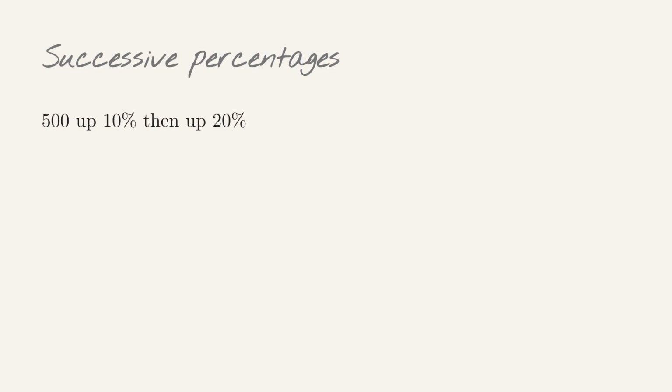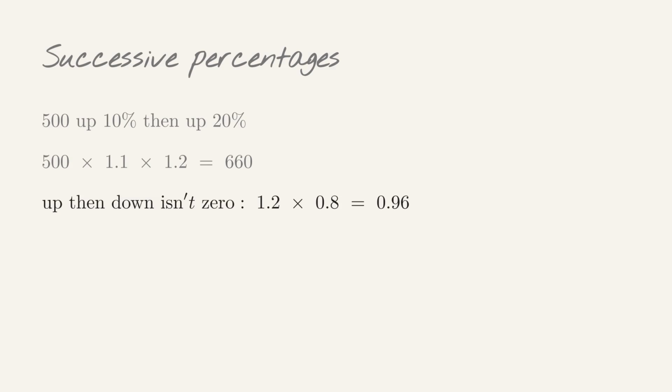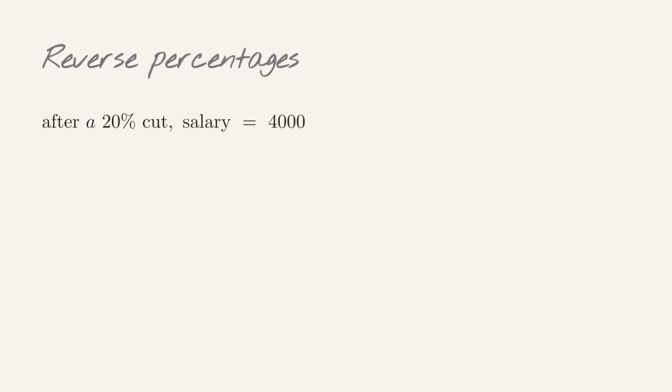500 up 10, then up 20 is times 1.1 times 1.2. 660, and a 20% rise followed by a 20% fall is 1.2 times 0.8, which is 0.96, a 4% loss, not 0. The trickiest type works backwards.